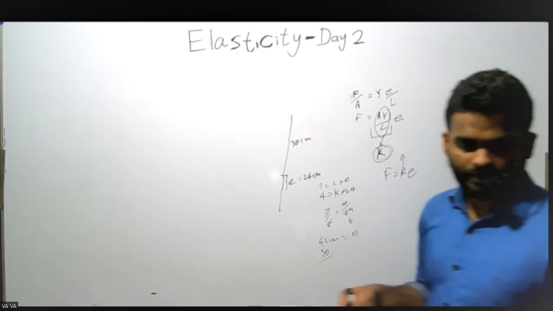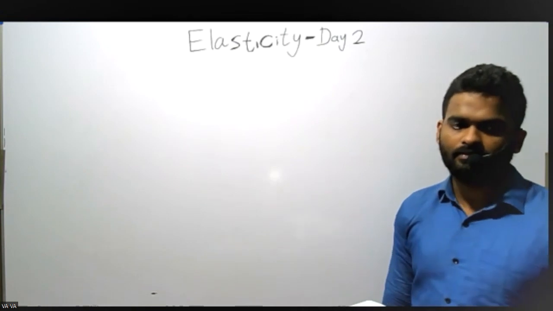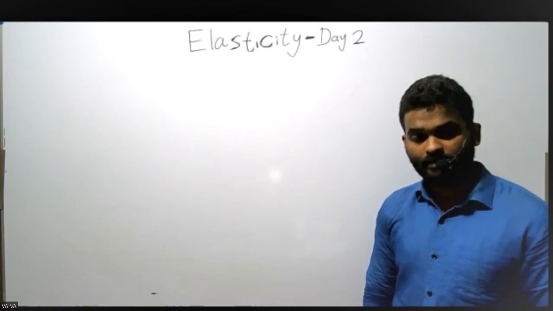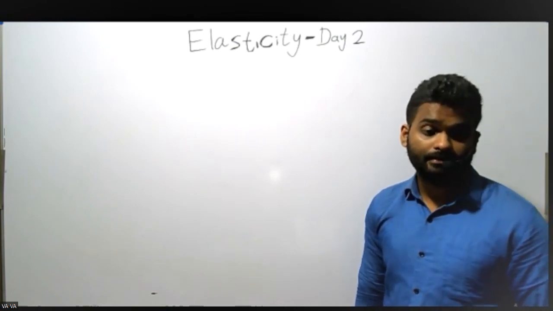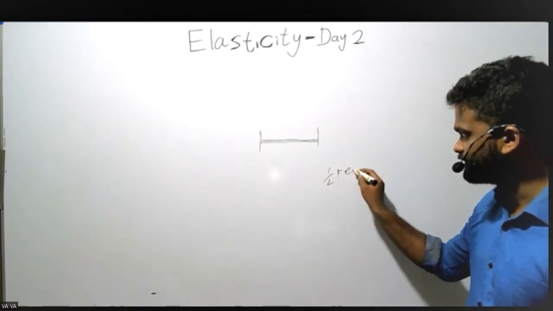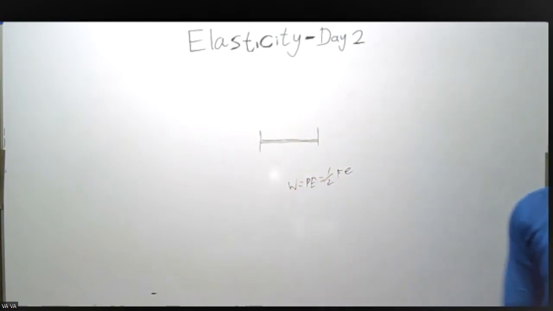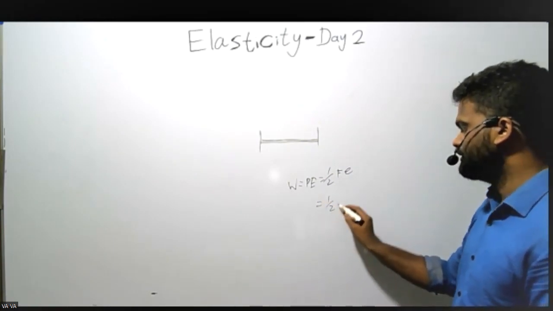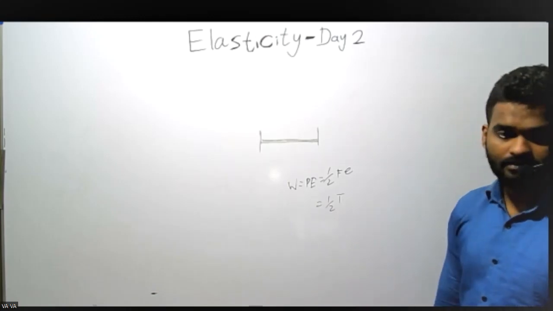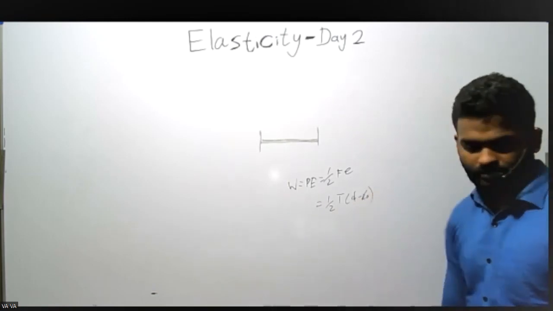Right, then try 40. They're asking about work. So that work is equal to what? Stored potential energy. Not energy per unit volume, it is energy. So what's the equation? Half F e, right? To find the potential energy. This potential energy is equal to work done. Half F e. So the force is tension T. So what's the extension? D minus L naught.